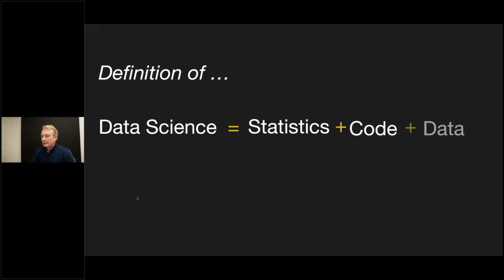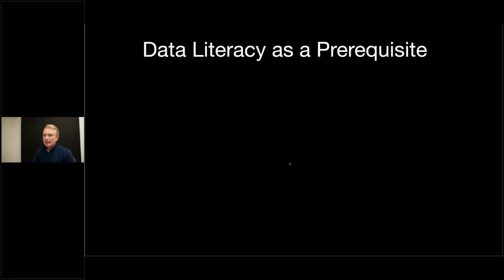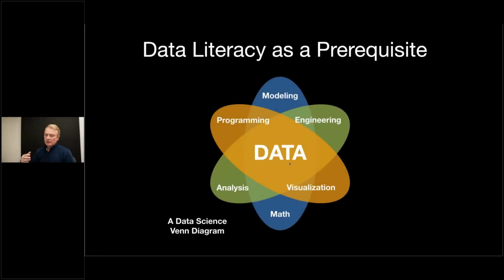But most definitely, data is fundamental to data science. And as I said before, if you learn the data part of it, you've got a third of that equation as to being a data scientist. So that's the good news there. And data literacy is also a prerequisite for this, which is a kind of take on Drew Conway's famous data science Venn diagram.